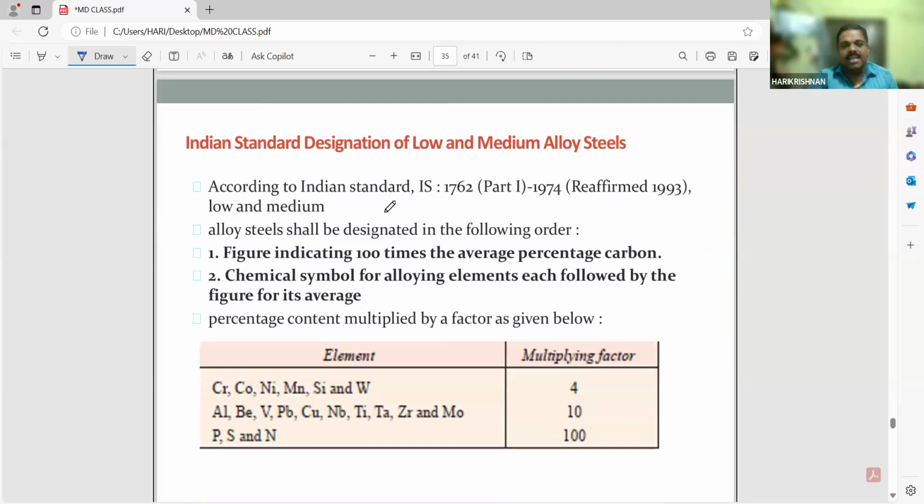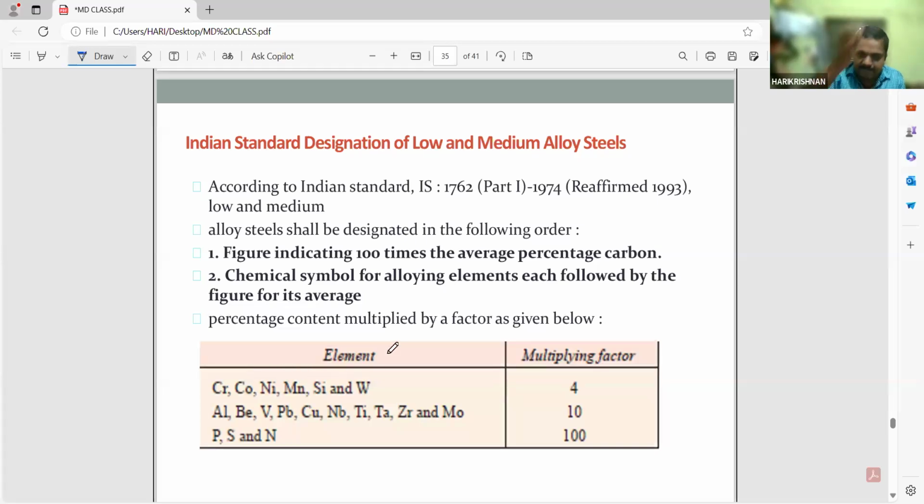Next is Indian Standard low and medium alloy steels. According to Indian Standard 1762 Part 1, 1974, reaffirmed 1993, low and medium alloy steels shall be designated as follows. That means the figure represents 100 times the average carbon content, and the chemical symbol for each alloying element is followed by the figure for the average percentage content. So chromium, cobalt, nickel, manganese, silicon, vanadium.